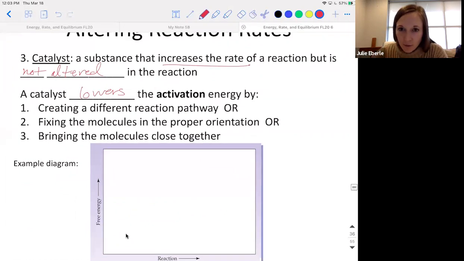And it can do it several different ways. Creating an entirely different pathway. So we're going to draw out 2 different pathways, one with and one without a catalyst. It can just hold the molecules in place and kind of force them together. It's like when you and your sibling did something to each other, and your mom made you kiss or hold hands for 10 minutes, forcing you together, okay? Or it just brings them close together and gives them a chance to react the way they need to, all right?